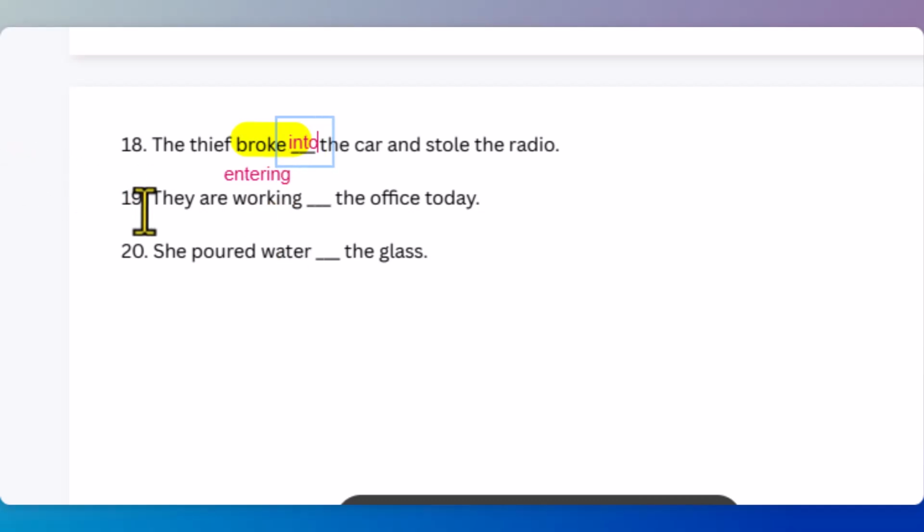Number 19. They are working in the office today. So what does office tell us? So office tells us the location. So they are in a location or in a place. So they are working in the office today. So, for example, they are already in the office. Now, number 20, she poured water in the glass.